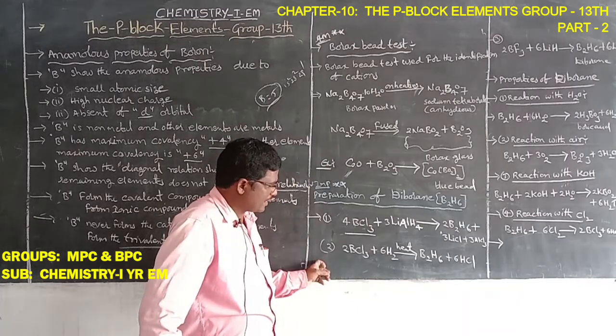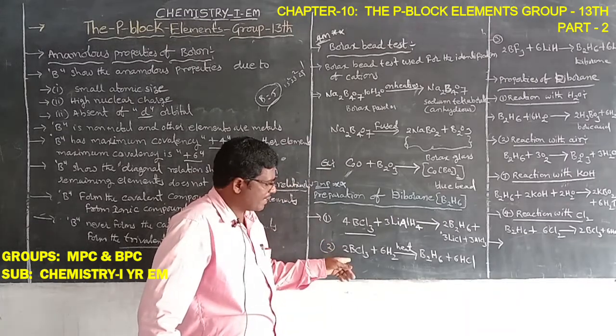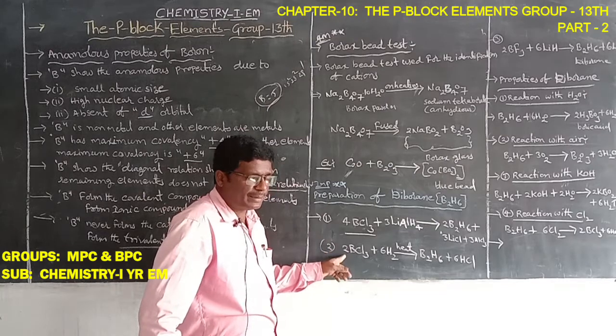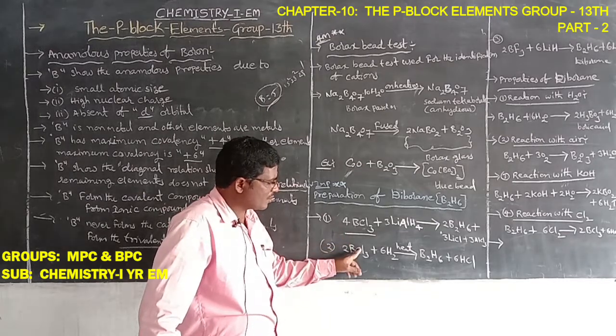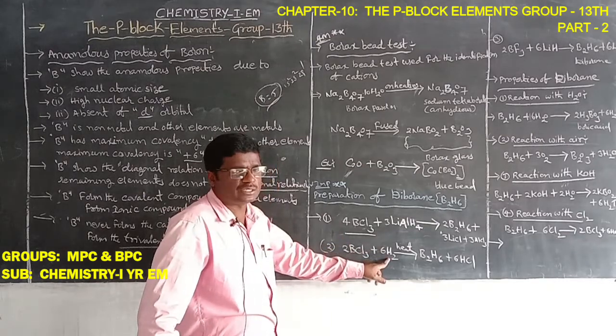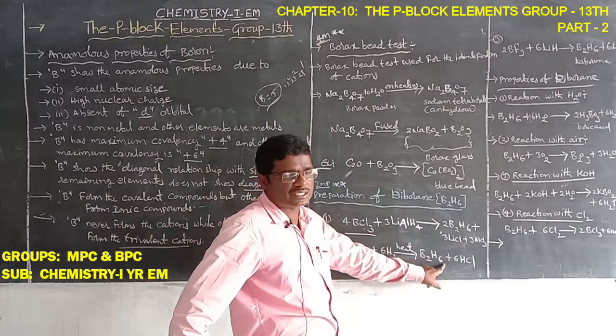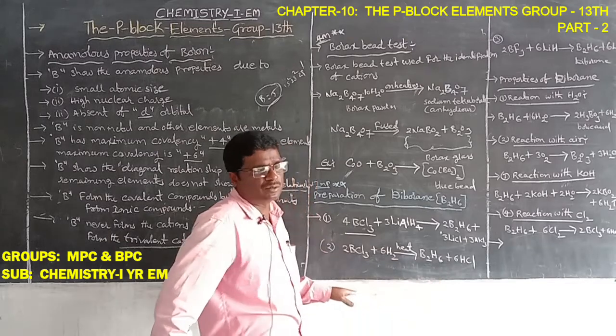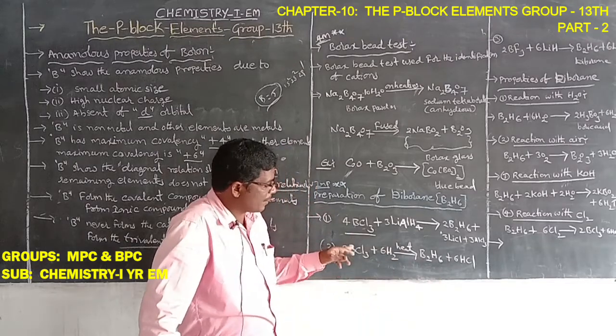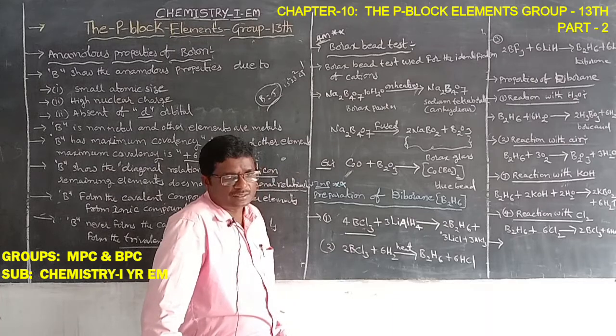Next, second preparation, boron trichloride. Boron trichloride, BCl3, heated with hydrogen, 6 moles of hydrogen, forms diborane, B2H6, and hydrochloric acid. That is also known as the second preparation of the diborane.